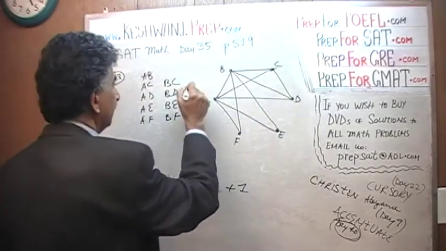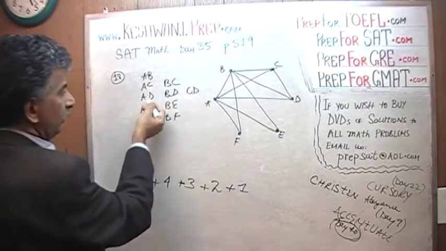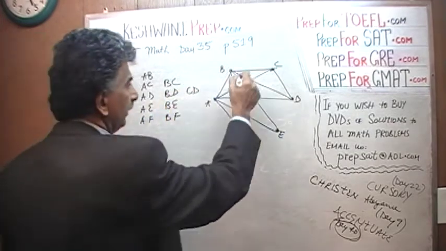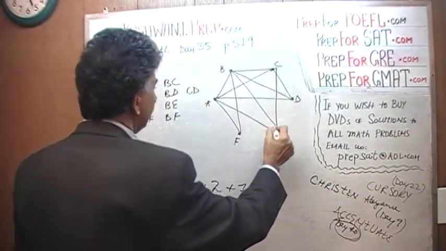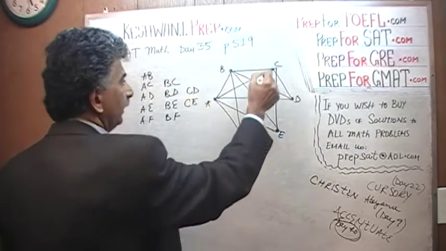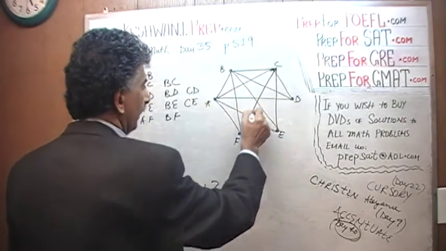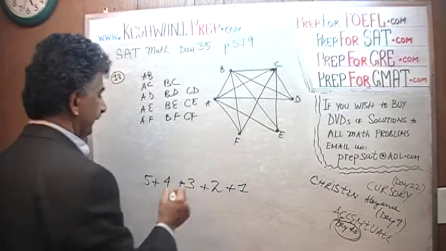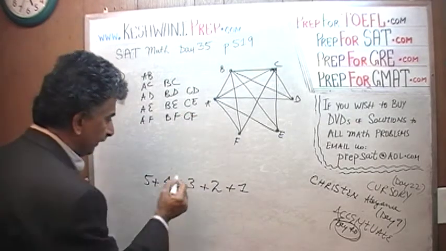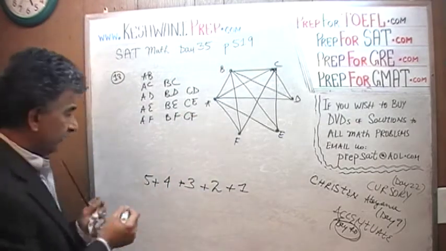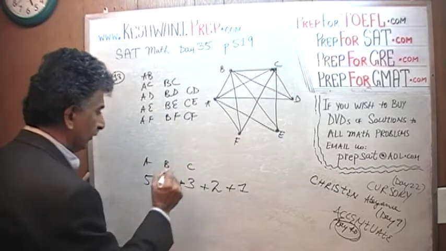C to D, C to D. You see how they're lining up? All the D's are lining up, all the C's are lining up. C to E, C to E, and then C to F. That's it, 3 possibilities. This is from C. This was from A. This was from B. This was from C.